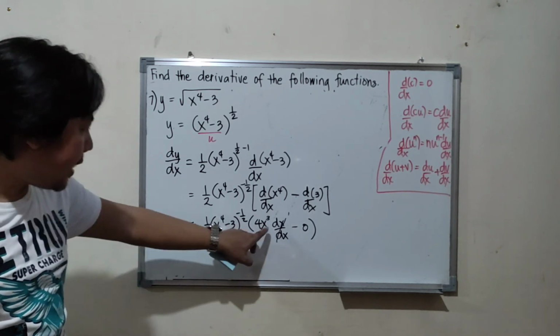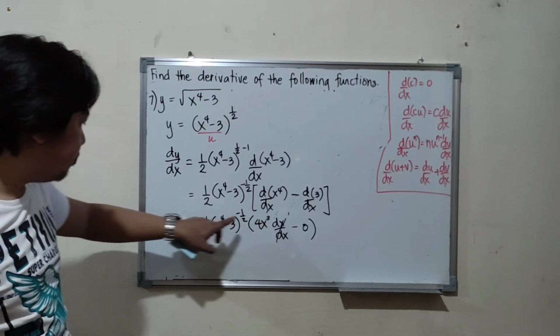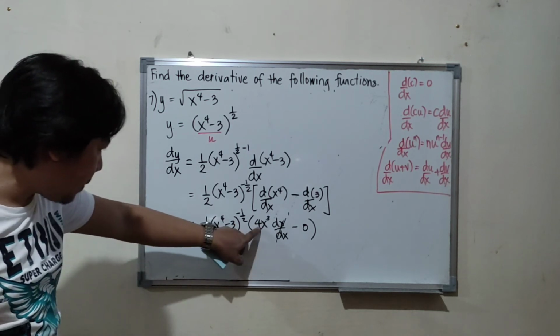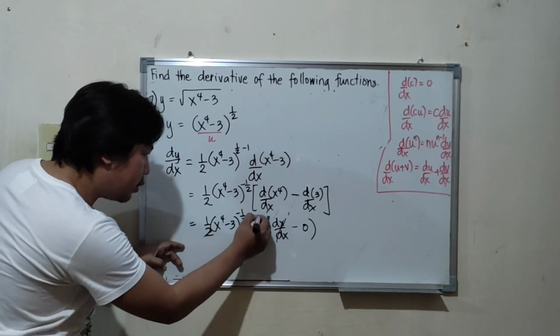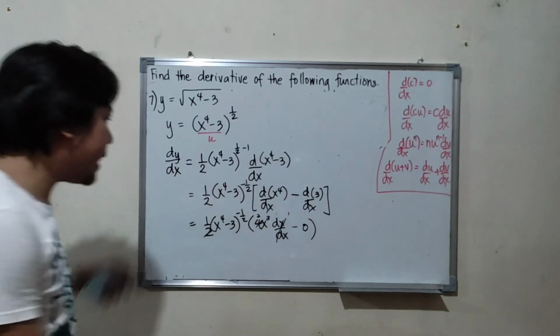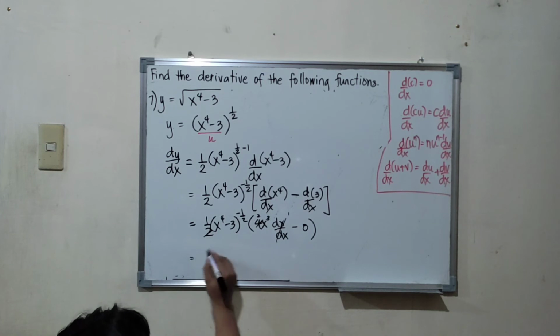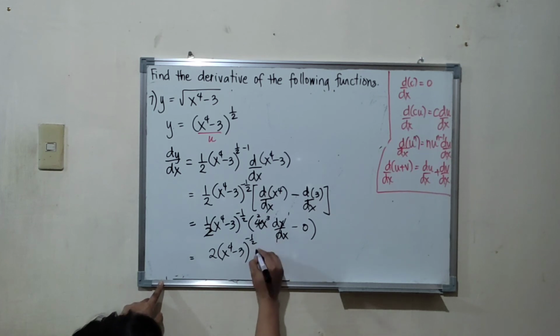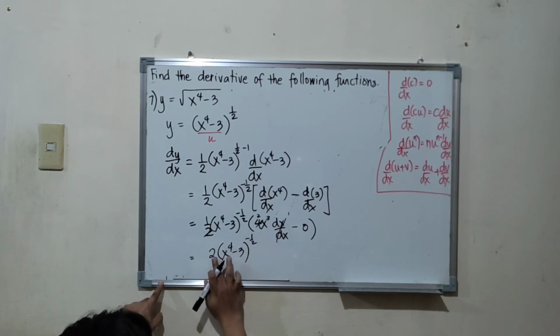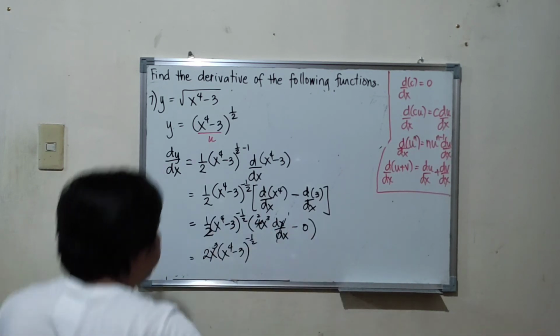So, multiply. We have 4x cubed times 1 half, or pwedeng i-divide 4 divided by 2. So, mawawala na itong 4 dito. 4 divided by 2, that is 2. Then, sulat natin lahat ng natirang terms. We have, may 2 dito. So, we have 2. Then, x to the fourth minus 3 raised to negative 1 half. Then we have x cubed. Pwedeng isulat na dito yung x cubed. So we have 2x cubed.